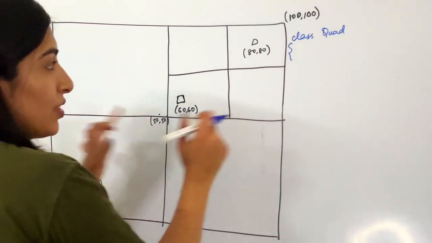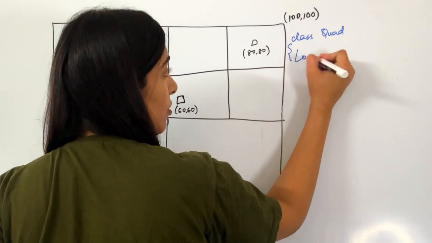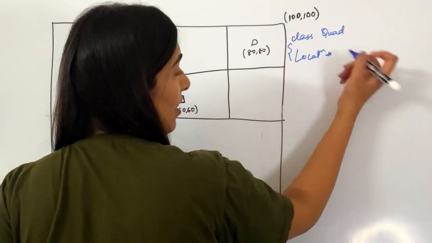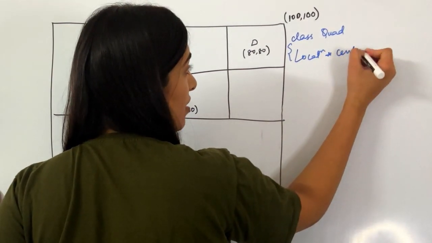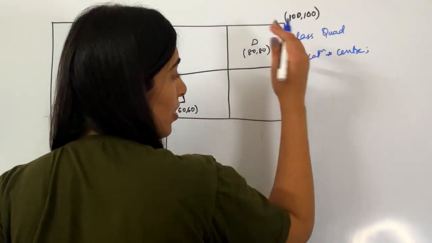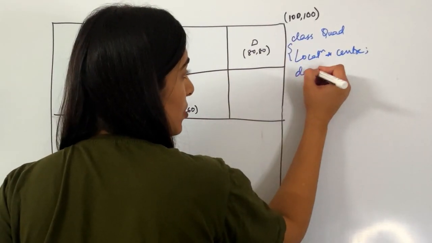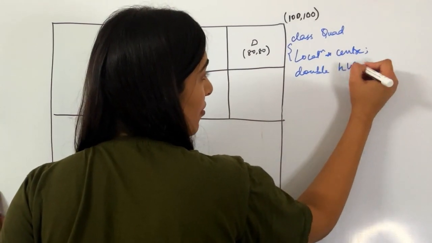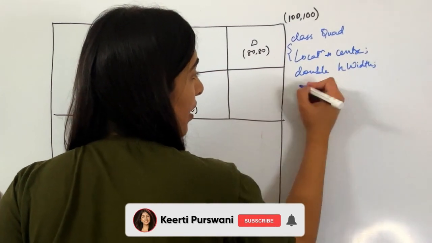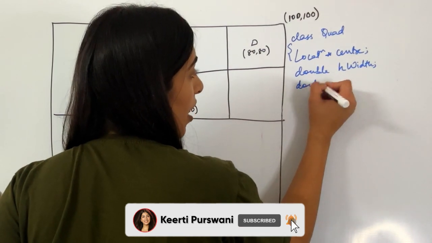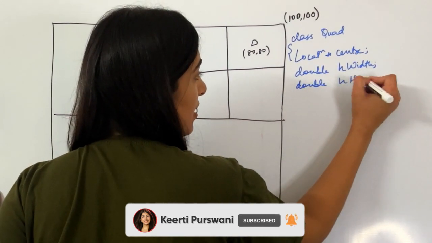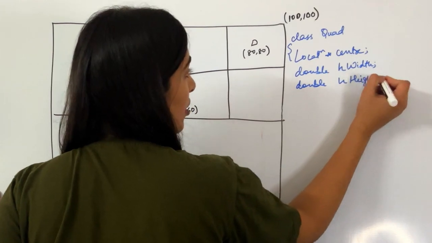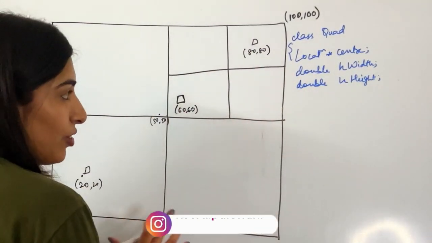Firstly, we have to store the center value. So there's going to be a location, say a reference to it. So center, then obviously we have to store half width and half height values. So double, I'm just going to call it halfWidth and double halfHeight. These three things are enough to identify which quadrant we are talking about.